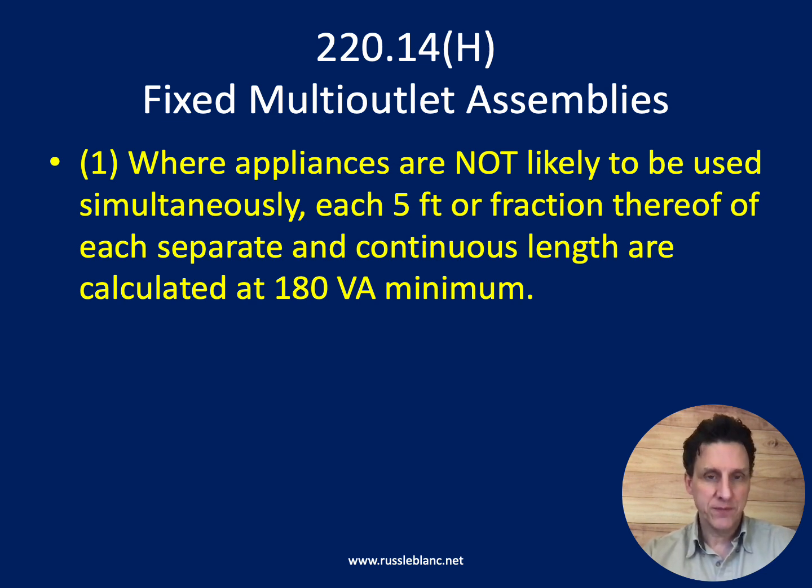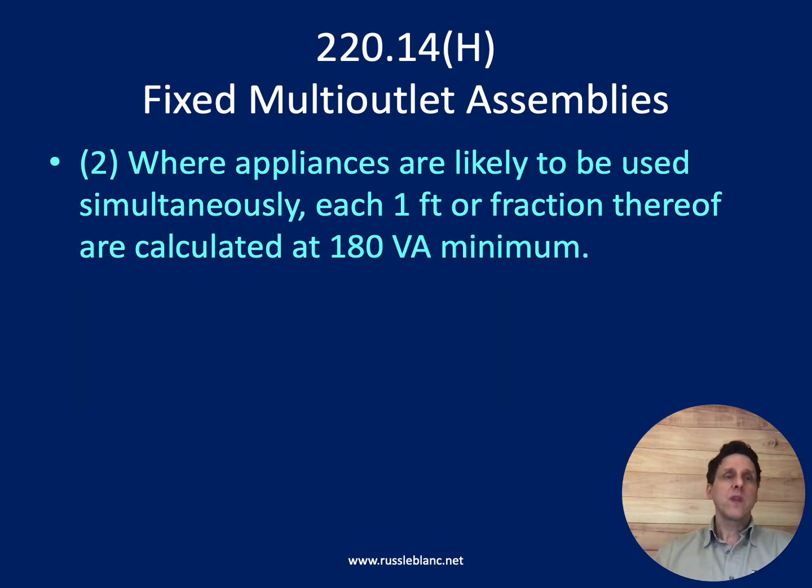Let's look at the second provision, 220.14(H), paragraph 2. There it says where appliances, and again, appliances, where appliances are likely to be used simultaneously, every 1 foot or fraction thereof is calculated at 180 volt-amps. So in this case, every foot is calculated at 180 volt-amps, or even a fraction of a foot. And in both cases, paragraph 1 and paragraph 2, that fraction doesn't have to be a major fraction. It's a fraction of 5 feet, or it's a fraction of 1 foot. Any fraction, not a major fraction.